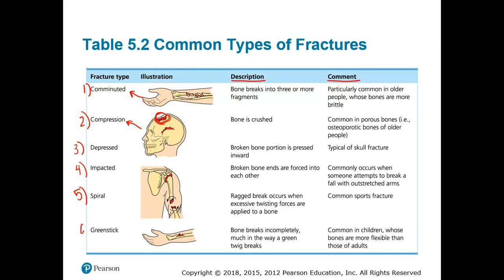And the last type is called a greenstick fracture. This is where the bone breaks incompletely. It does this a lot in children whose bones are a lot more flexible and not as brittle. And so again, it's not a clean break. Again, we see that incomplete break.